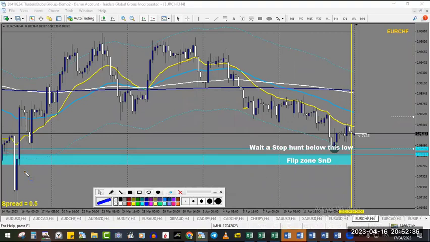On the forward chart, we can see we have a flip zone from here, and I would expect a stop hunt, price to revisit this area, show me a clean sign of buying power, and then eventually I would buy.